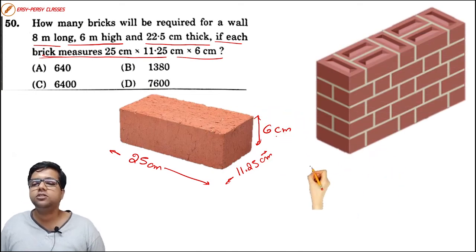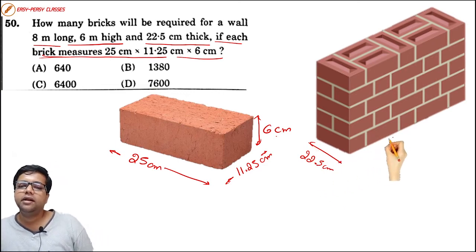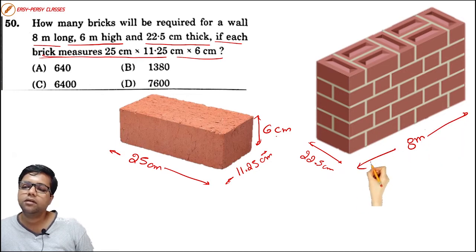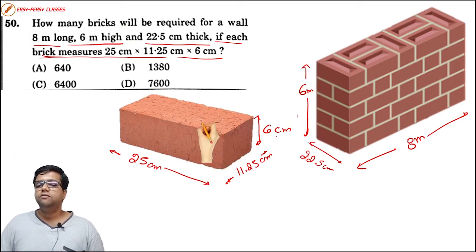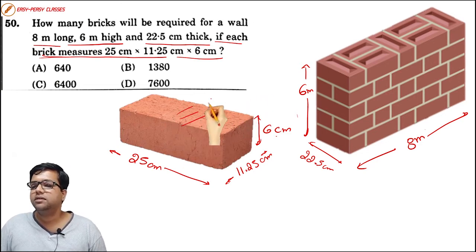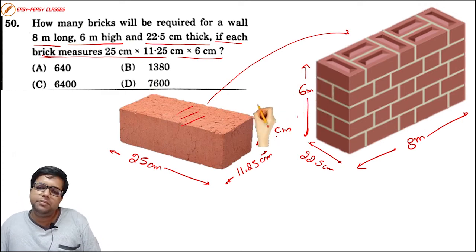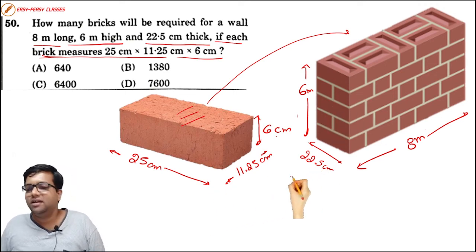Now a wall is to be made. A wall of 22.5 centimeter width and 8-meter long and a height of 6 meter. With the help of these kind of bricks, this kind of wall should be made. So how many bricks are required to construct such a wall? Seems to be a difficult question, right? Which is not actually.